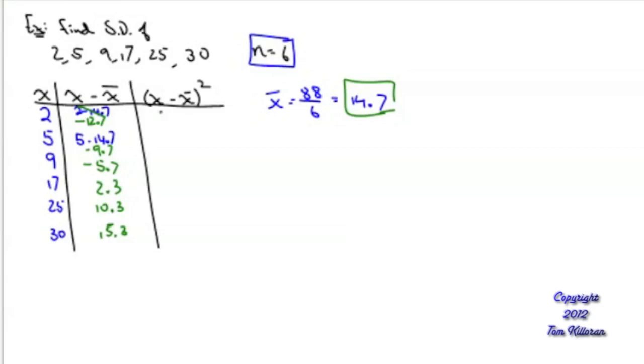12.7 squared is 161.29. 9.7 squared is 94.09. 5.7 squared is 32.49. 2.3 squared is 5.29. 10.3 squared is 106.09. And 15.3 all squared?